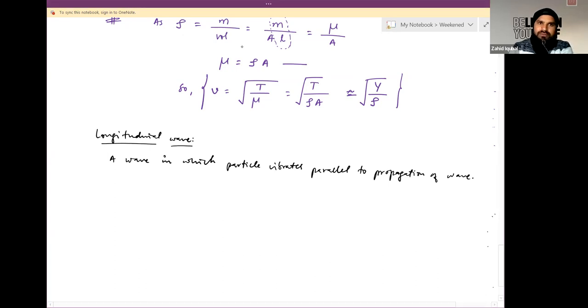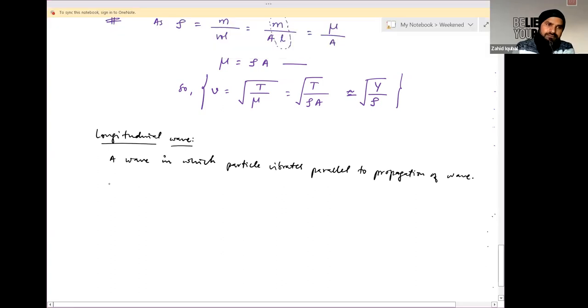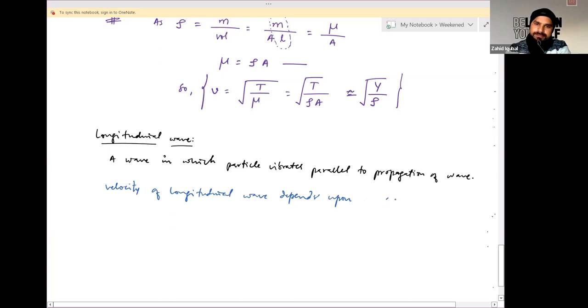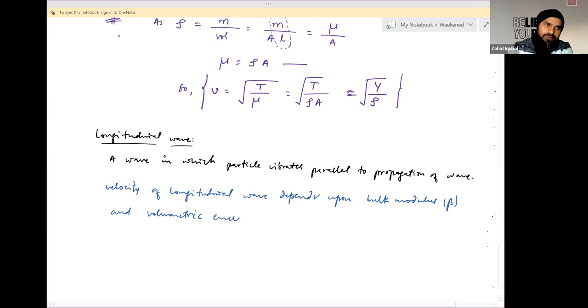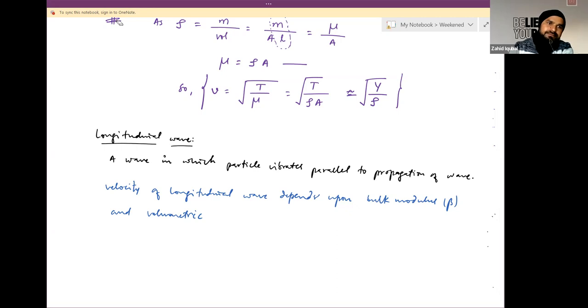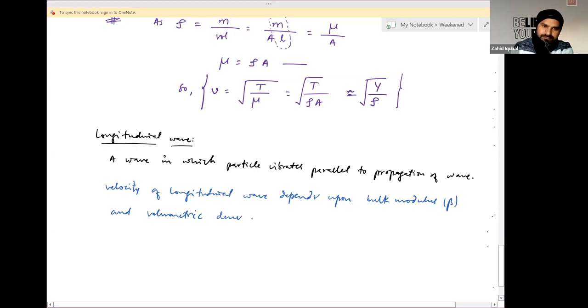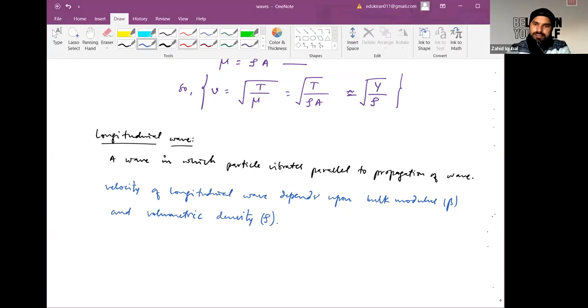So we have to calculate velocity of wave associated with this part. Velocity of longitudinal wave depends upon bulk modulus, that is beta, and volumetric density, that is rho. So using dimension analysis, we have to calculate its expression.